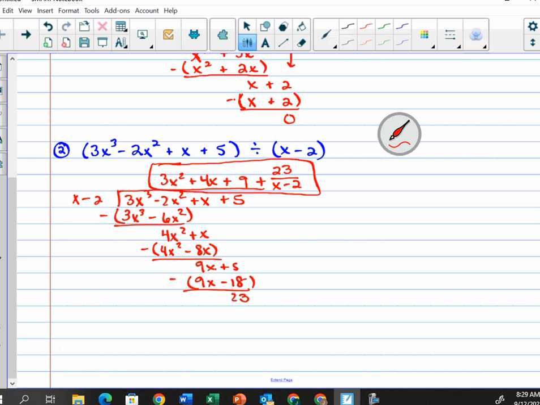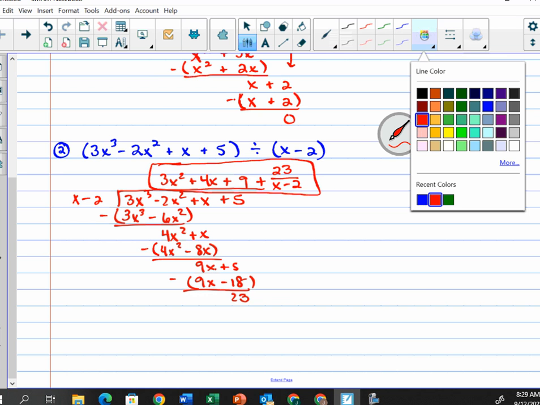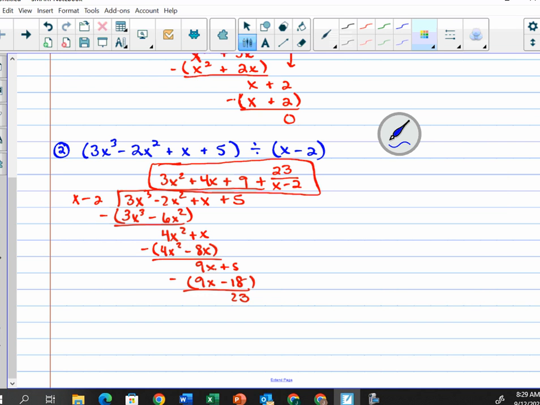The remainder over the x. All right, guys, questions on that one? Let's do one more long division where it's a little bigger, I guess.